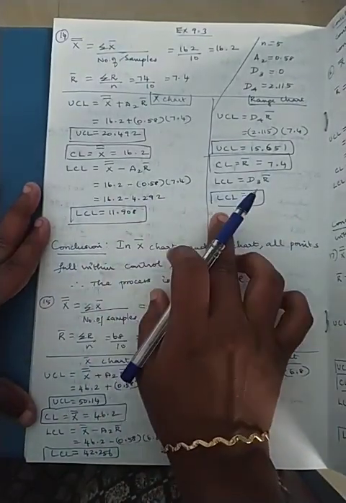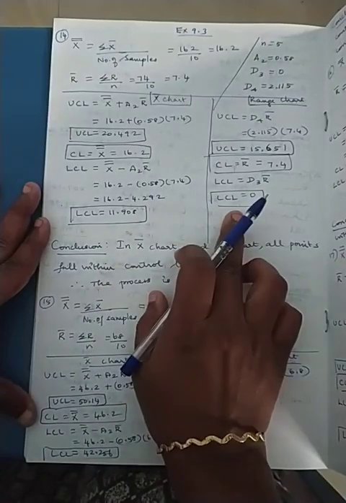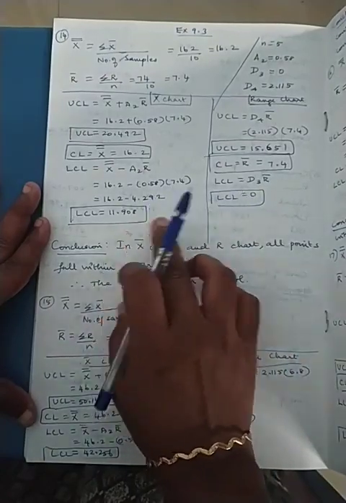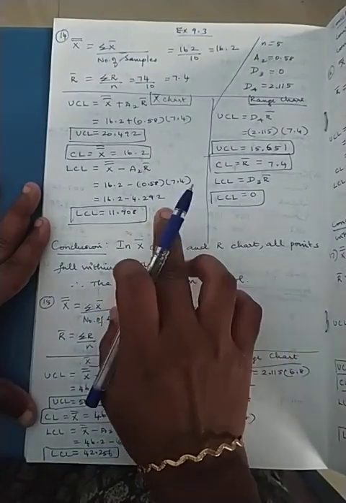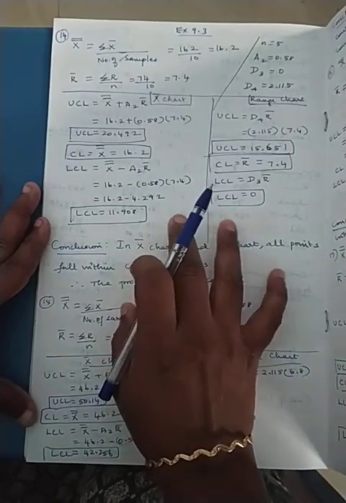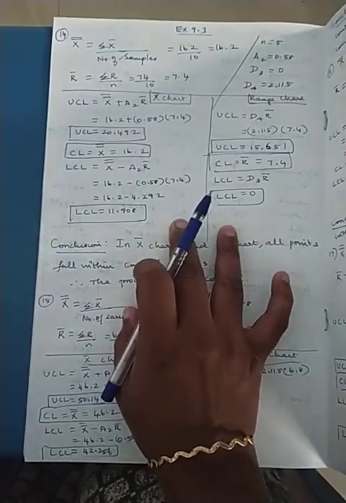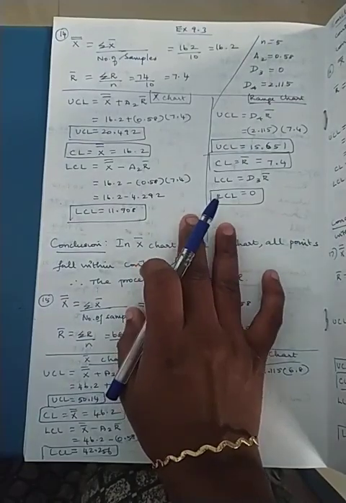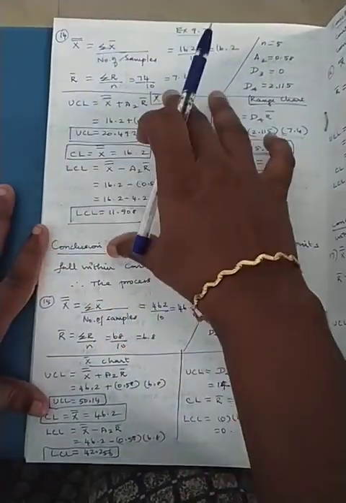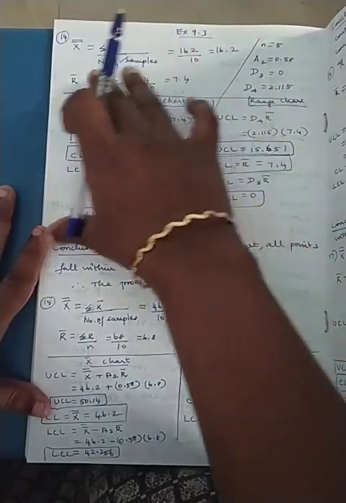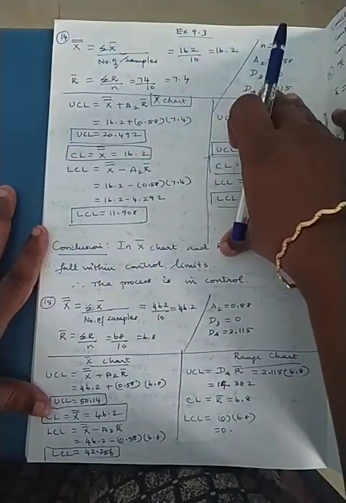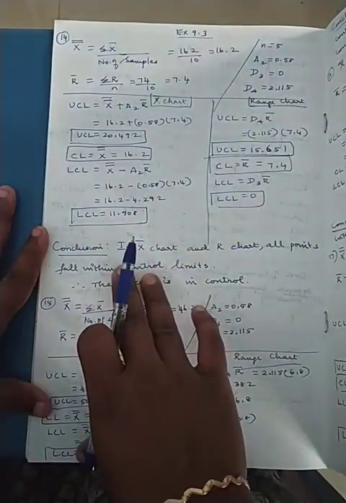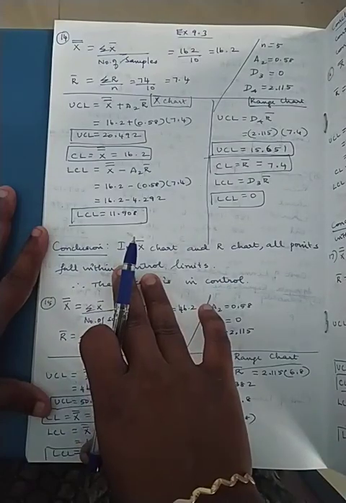I don't have a graph sheet with me, but in the next video I can draw or I can take a photograph and send it across. You have to take a graph sheet, and in the same graph sheet you can split the problem, or you can draw two graphs in the same sheet. In the upper half you can draw the chart for x bar, and in the lower half you can draw the range chart.